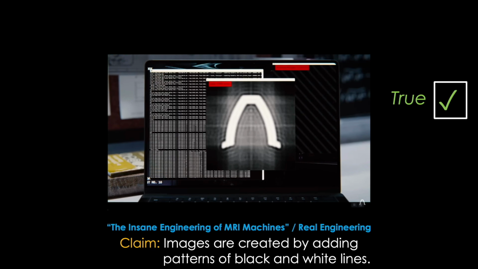True. This one is interesting. We are now getting closer to the truth of how this works, and bravo for the team at Real Engineering for getting this far. They definitely went way beyond any MRI physics review course to find this answer, and likely talked to some real MRI engineers. We do indeed add patterns of black and white, something, together to build an image, but they aren't simply stripes.